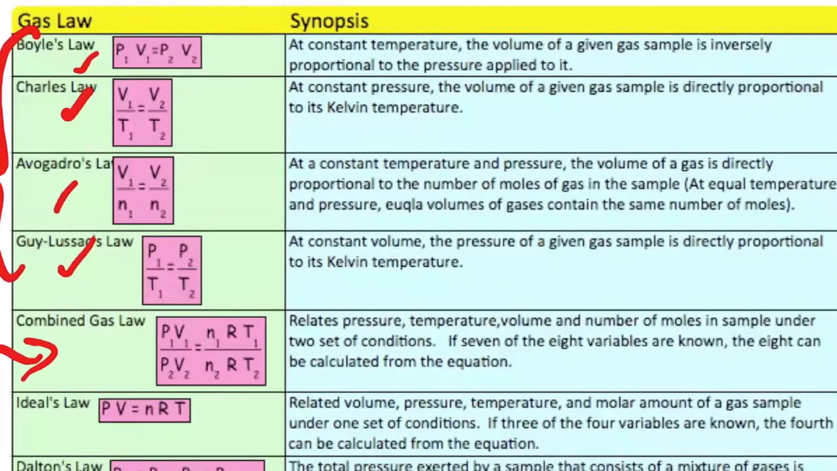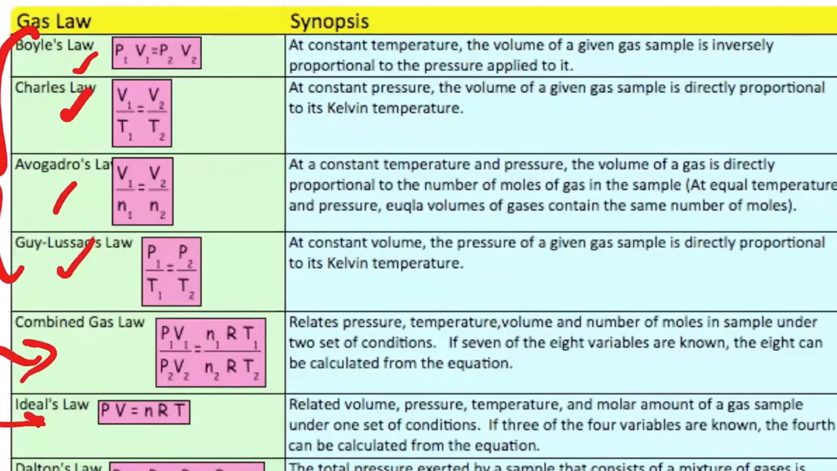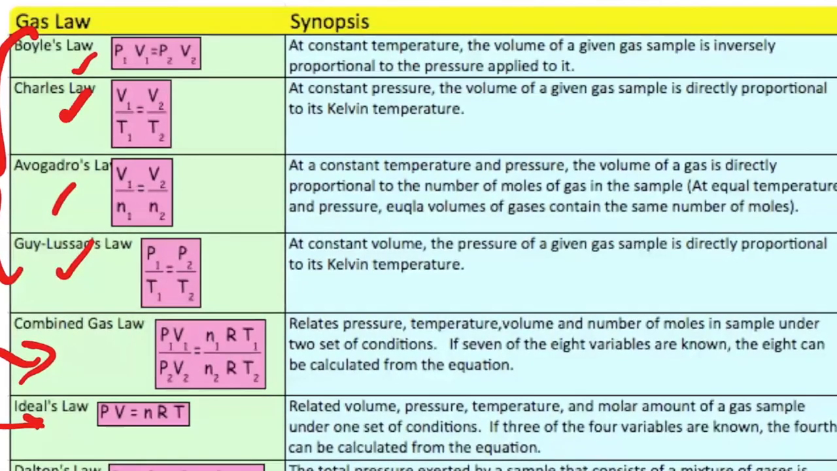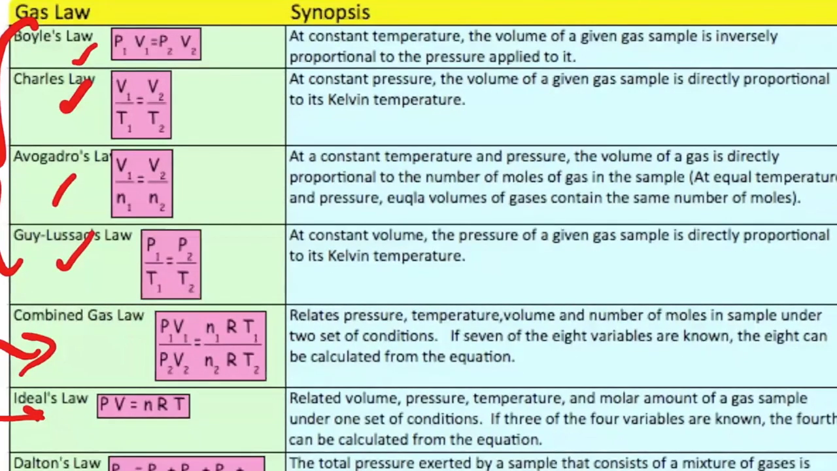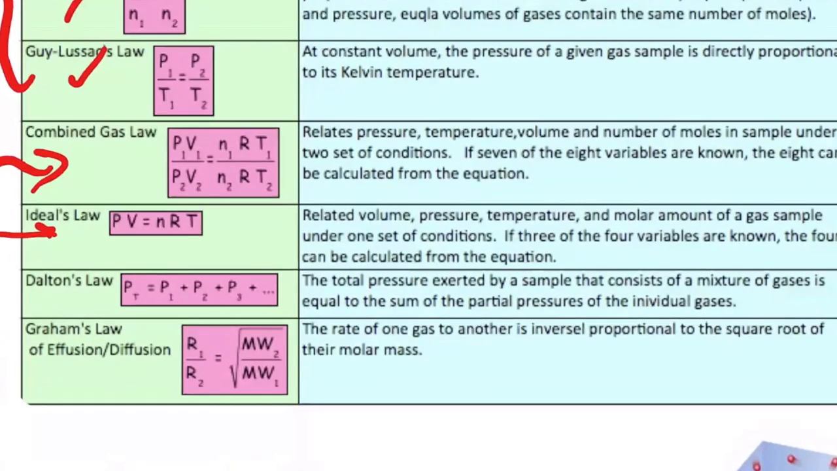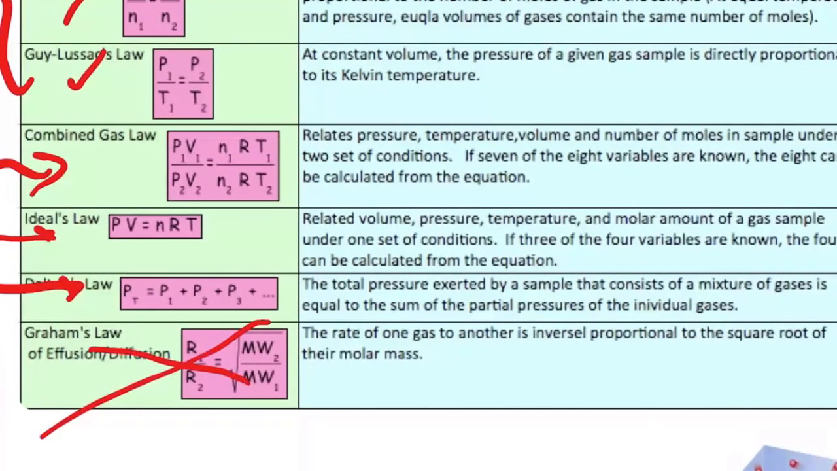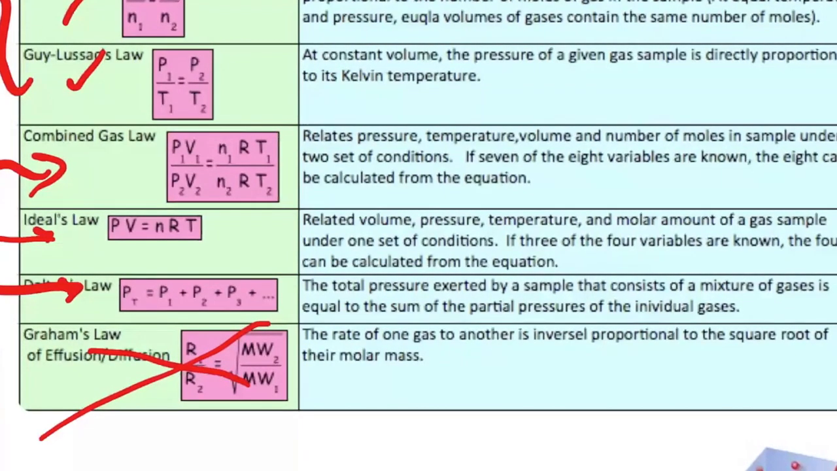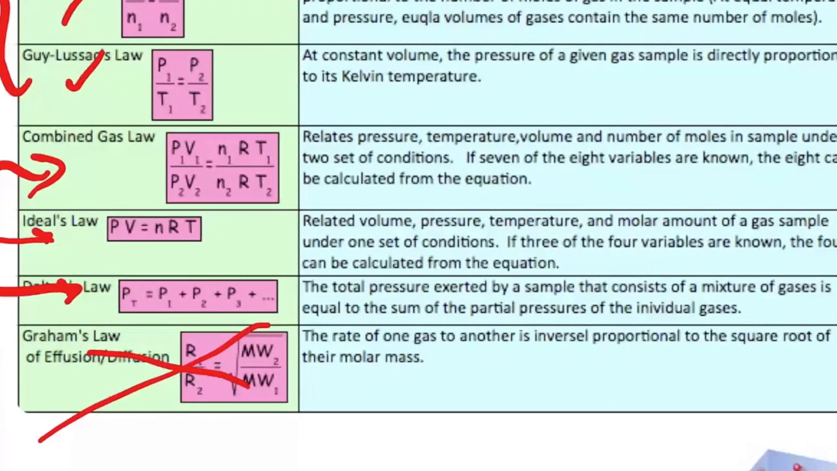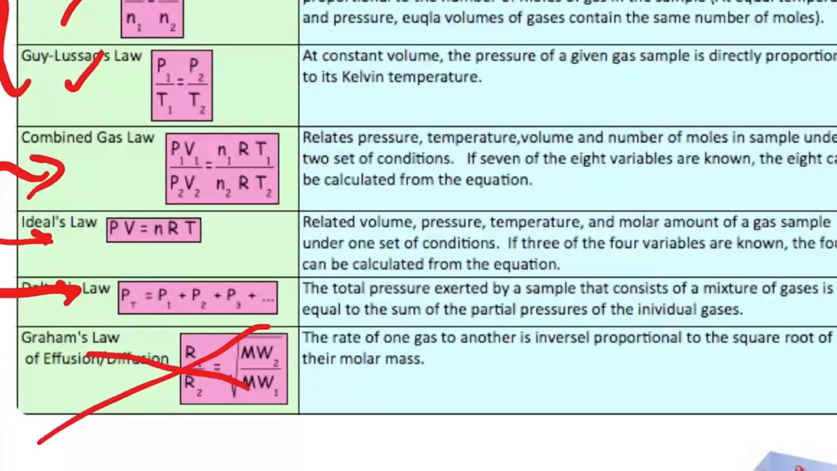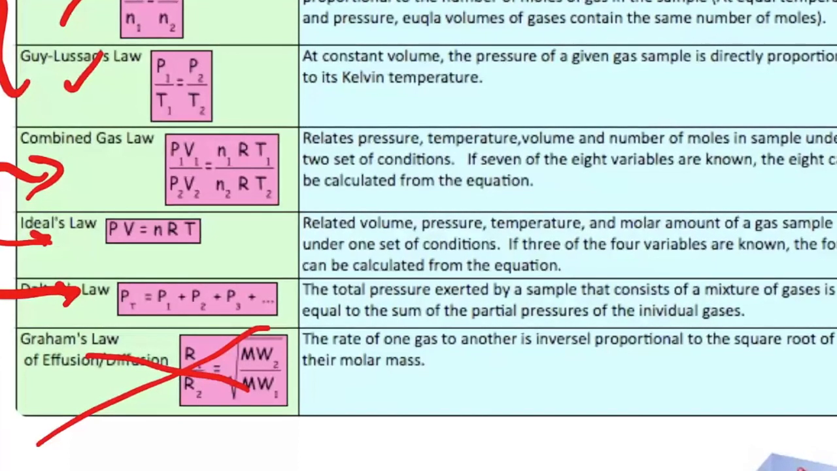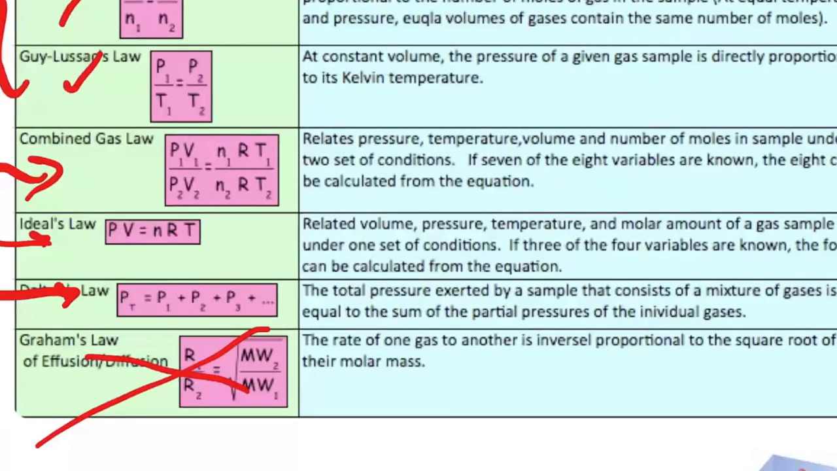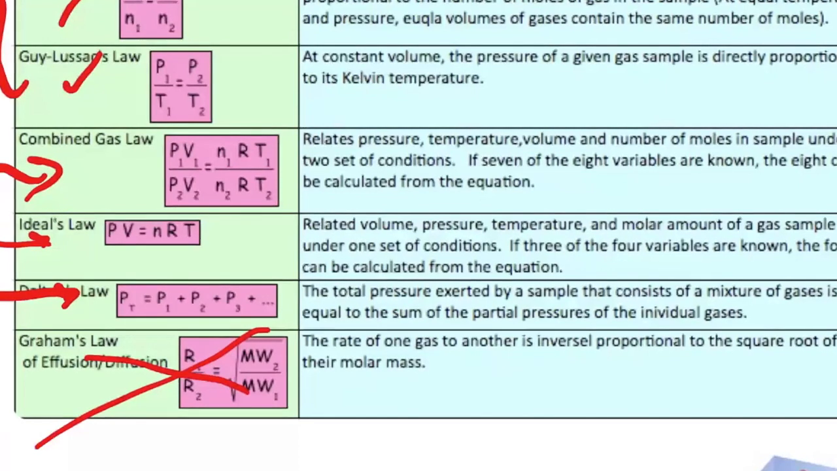And the combined gas law is actually derived from the ideal gas law. And then we have Dalton's law of partial pressure. We never covered that, so don't worry about that. It's not in your book. In general chemistry 200, you will cover that. But in this class, don't worry about Graham's law of diffusion. Okay.